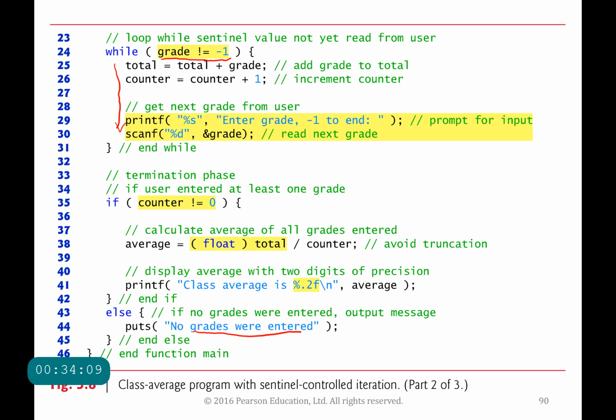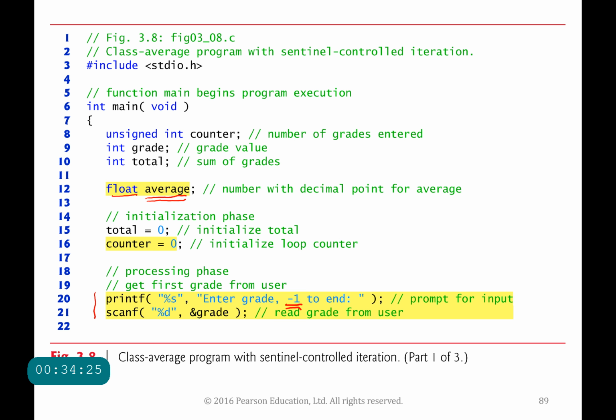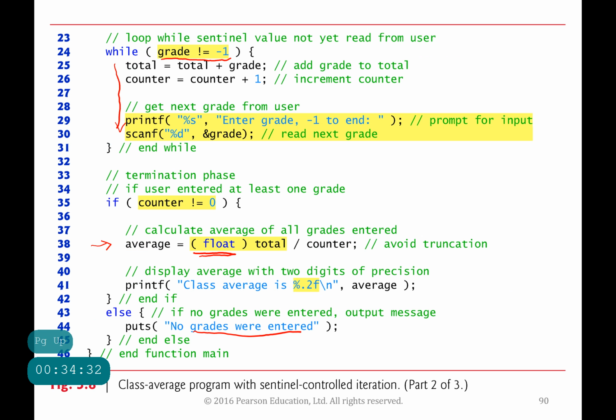Now, one more thing that is very important in this program is that there is this parentheses float in front of the total variable on line 38. Why is this? Because above, we declared the total to be an integer. If we divide an integer by an integer, we will lose the decimal values. The values after the decimal will be discarded.